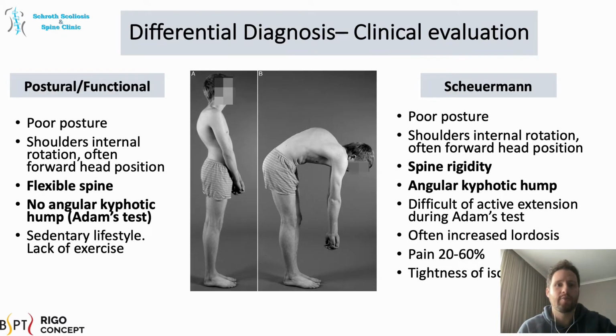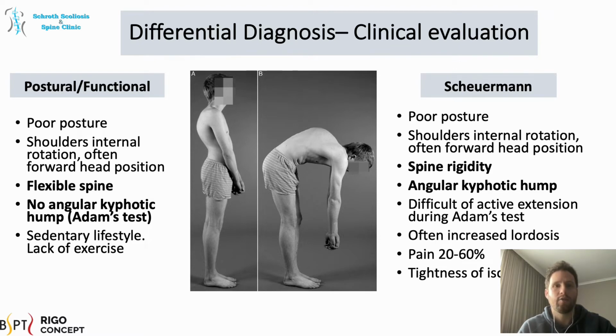First of all, we need to make a differential diagnosis between postural or functional and Scheuermann Kyphosis. And for this purpose, we have the clinical and the radiological criteria. In the clinical evaluation, in both cases, we have poor posture and shoulders internal rotation and quite often a forward head position. The main difference in the clinical evaluation is that for functional kyphosis, we have a good flexibility compared to the spine rigidity that we see in Scheuermann Kyphosis.